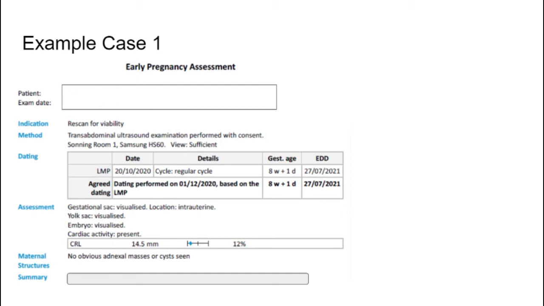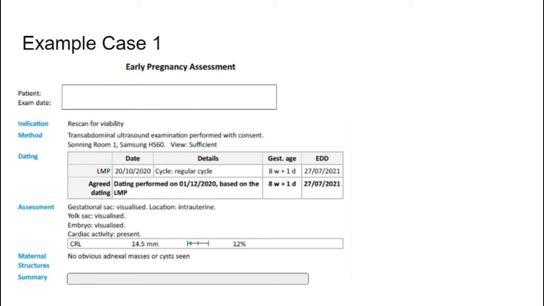So I've blacked out the patient demographics, but you can see we're rescanning, is this a viable pregnancy? A transabdominal scan only has been performed. So they opted not to do a transvaginal scan. If the views were optimal and you didn't need to do a vaginal scan, then you would avoid that invasive procedure. You can see that according to the dates from the period, we should be looking at an 8-week size pregnancy or an 8-week size embryo.